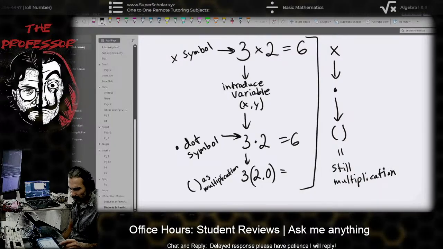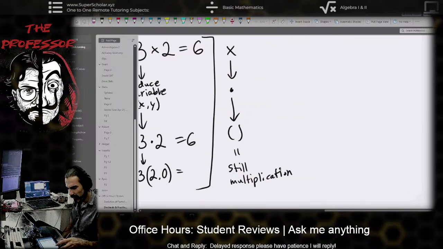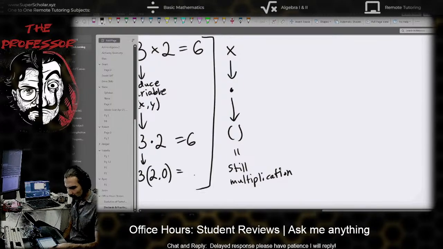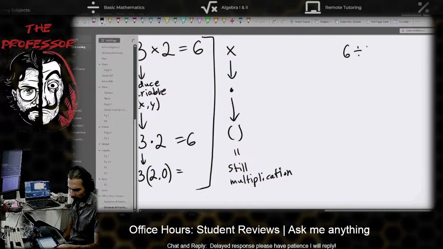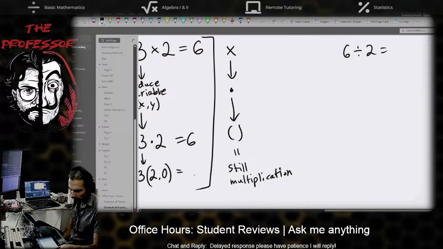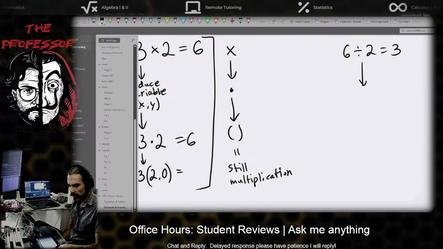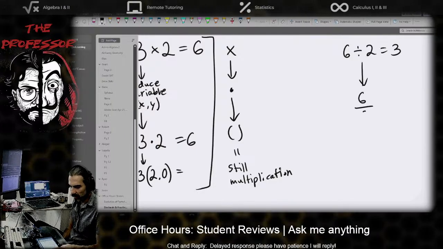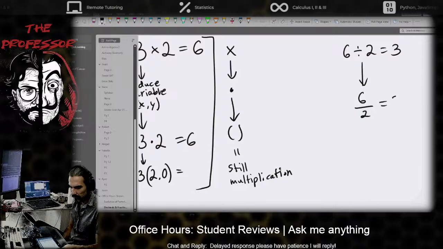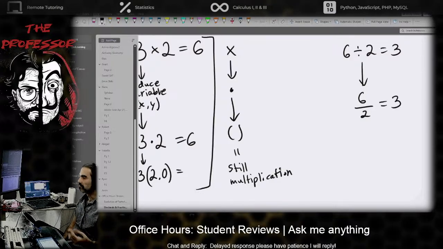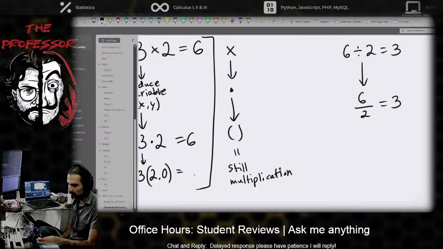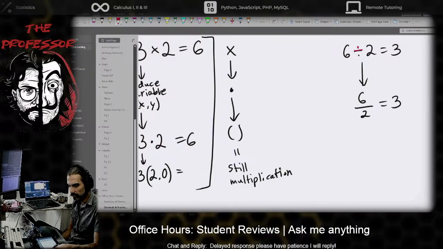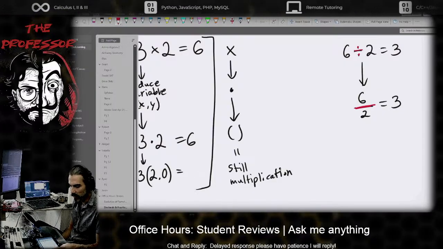Luckily, division doesn't necessarily go such a complex path. We basically just start from like 6 divided by 2 to just representing it as a fraction more often than not. So there it is. The division symbol itself is essentially just your bar in between.